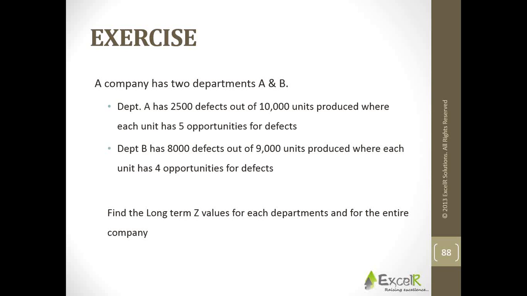Now we have department B also. Here we have 8,000 defects out of 9,000 units produced, where each unit has 4 opportunities for defects. Alright, so simply again I'll go back to the sigma level calculator.